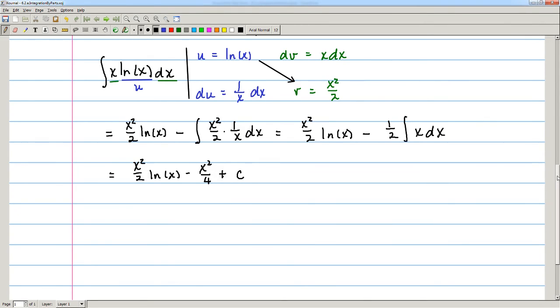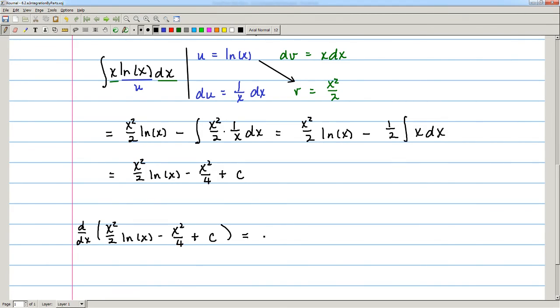Let's check to make sure that we have the right integral or antiderivative. To do that, we're going to need to differentiate it. Let's make a little copy of it real quick. So let's differentiate x squared over 2 log x minus x squared over 4 plus c. Well, to differentiate the first term, we have a product of two functions, so we're going to have to use the product rule.